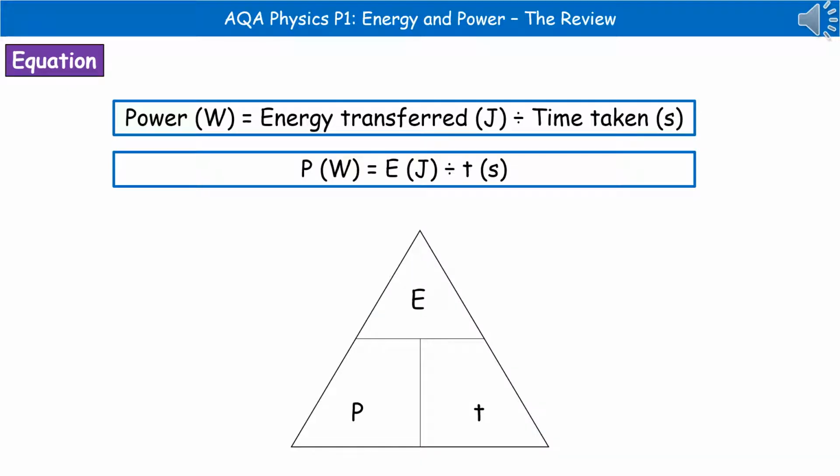So make sure you remember that so you can convert into the standard units of just watts. Once more, we've got another equation that we need to learn here. So power is the energy transferred divided by the time taken. So we can shorten that down to P equals E divided by T, and there's a triangle to help you out as well.